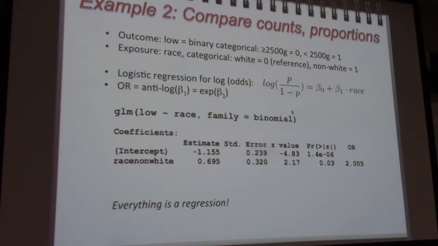And so I get my estimate for beta 1. It says that when I go from 0 to 1, a unit change in x, the log odds goes up by 0.695, which corresponds to an odds ratio of 2.005. Exactly the same odds ratio, exactly the same p-value within rounding error. So again, these aren't similar tests, they're the same test.